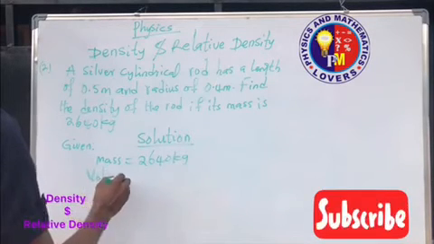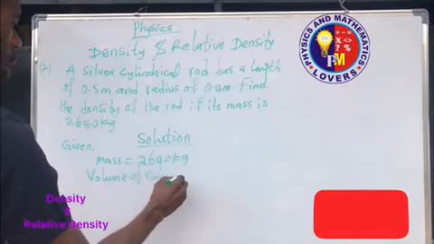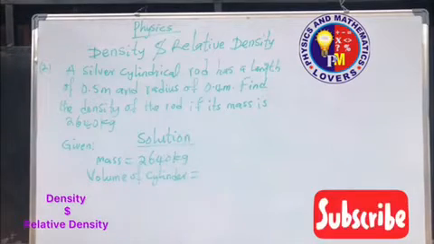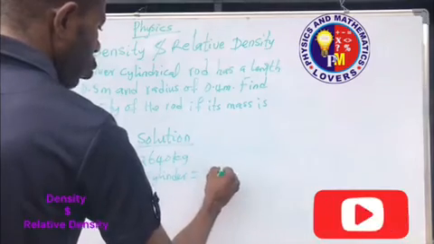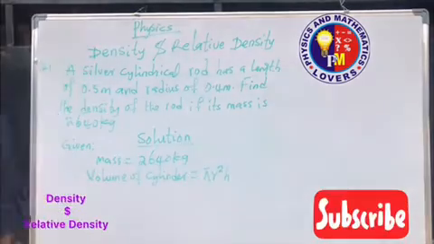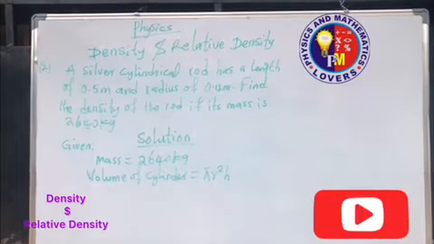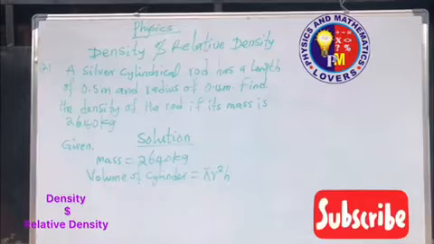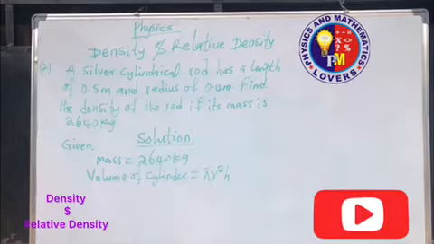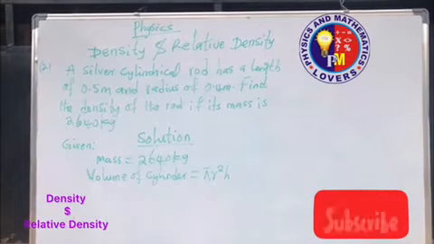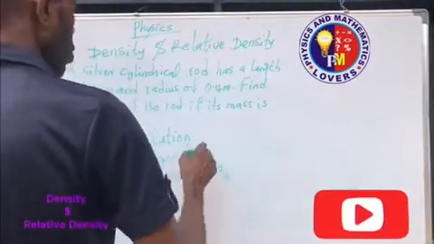Volume of cylinder. Who can remind me the volume of cylinder is what? Pi r square h. That is the formula for volume of a cylinder. So now at this point you need to calculate the volume, then use it to divide the mass so that you can get your answer straight. So now let's go. Substitute all the values.